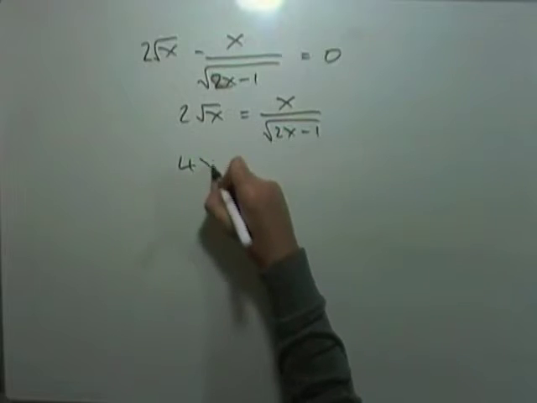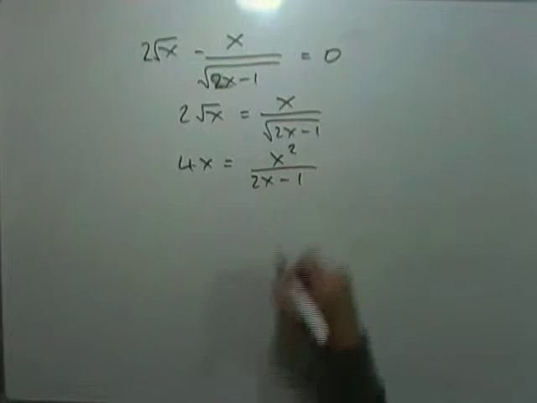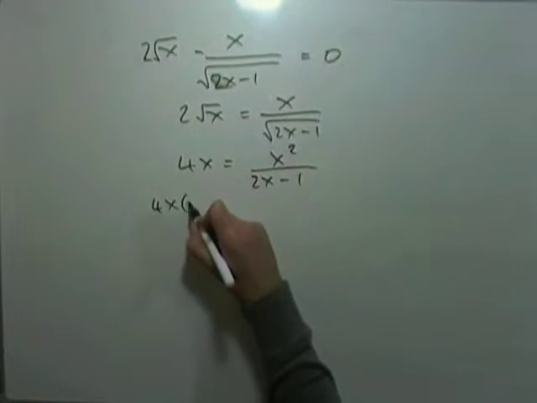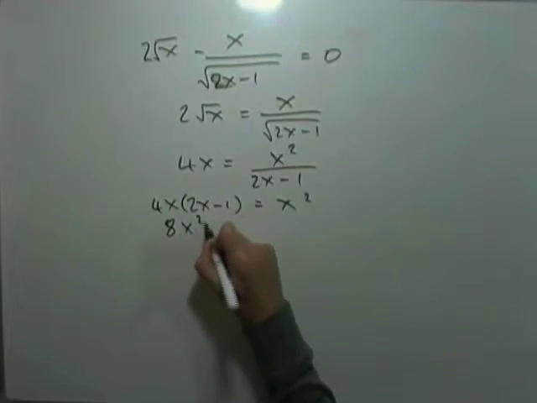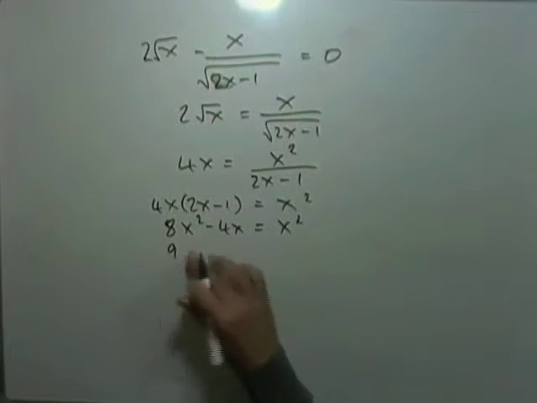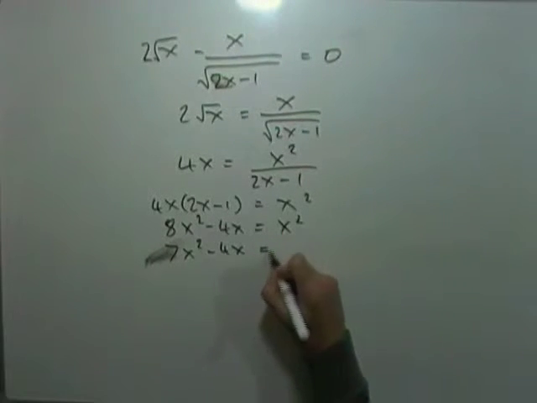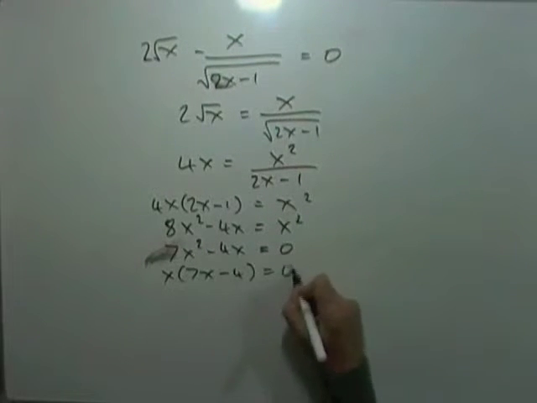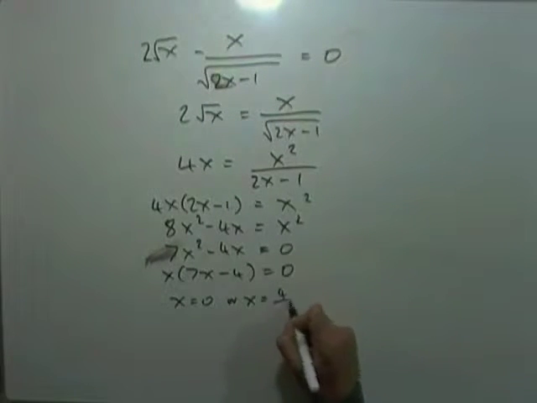Squaring this side, you've got 4x. Squaring this side, you've got x squared over, the bottom just returns to 2x minus 1. Cross multiply here, 4x times 2x minus 1 will equal x squared. That's 8x squared minus 4x equals x squared. That's going to be 7x squared minus 4x equals 0. So that'll be x times 7x minus 4 equals 0, giving you x equals 0 or x equals 4/7.